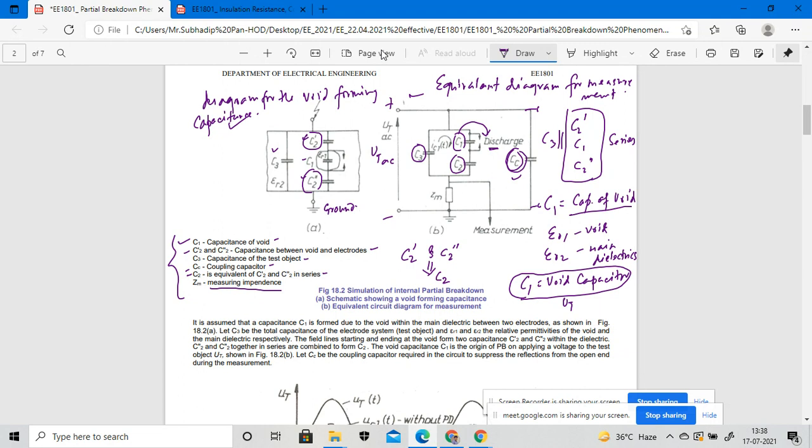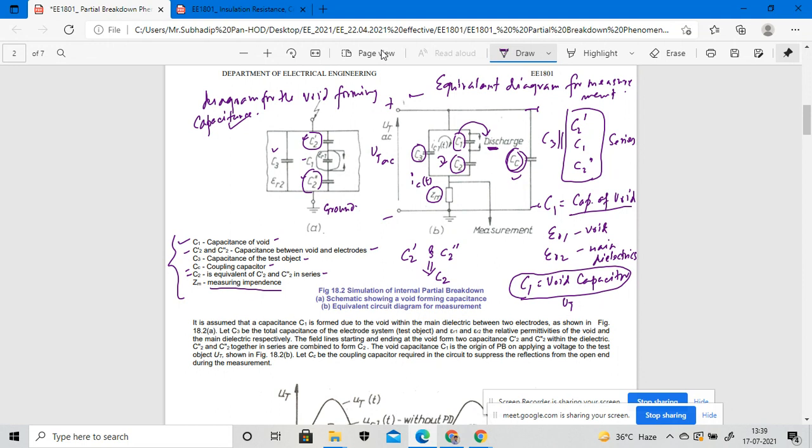In this particular loop the current ICT will flow across this loop or these branches, and ZM we have to take into consideration as the measuring impedance, for measuring the values of the discharge process. So for measuring the discharge values, we have to connect the measuring impedance, right?